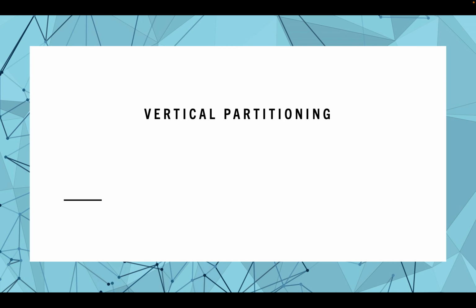Vertical partitioning is also known as column partitioning, and it is a database design technique that involves dividing a table into smaller tables that contain fewer columns. This can be done to improve the performance of queries and to reduce the amount of data that needs to be read and processed by the database.